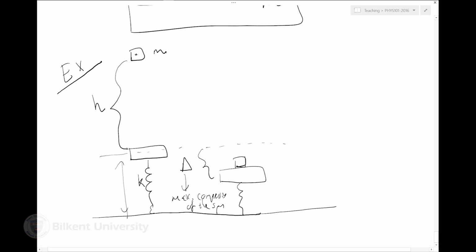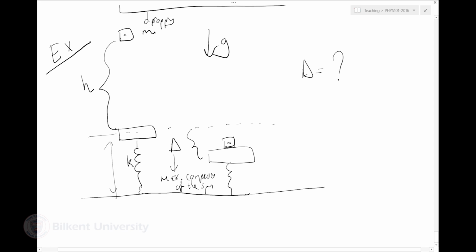And initially, I'm just basically dropping this mass without any initial velocity. How do I solve this? Obviously, we are talking about conservation of energy. But can you tell me what's the initial mechanical energy?